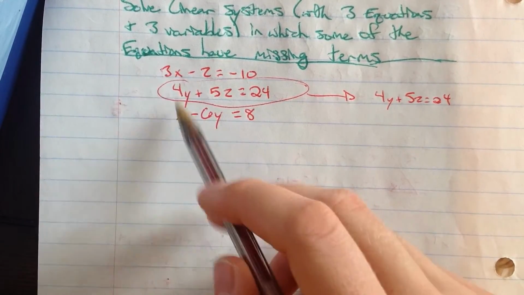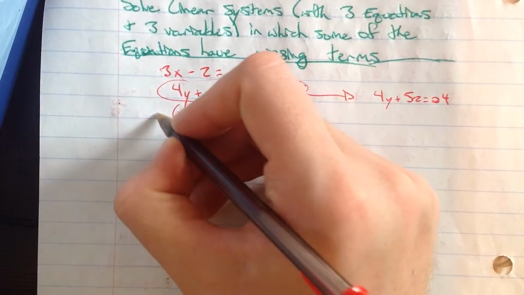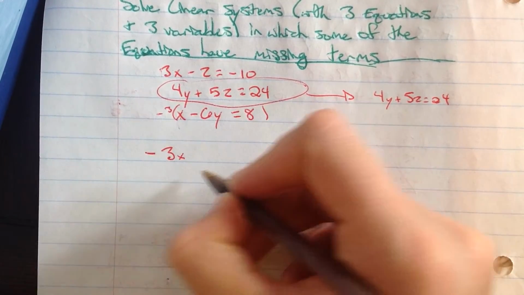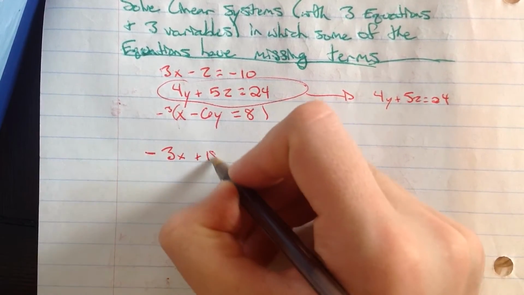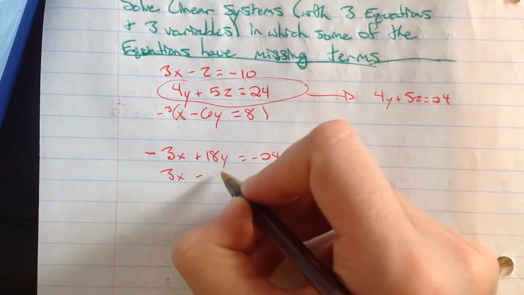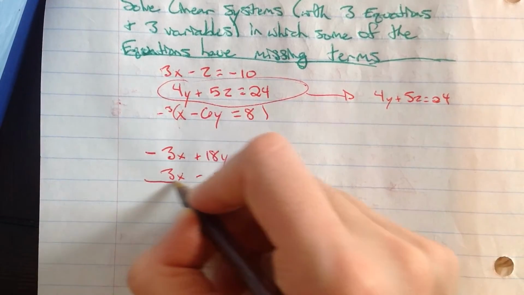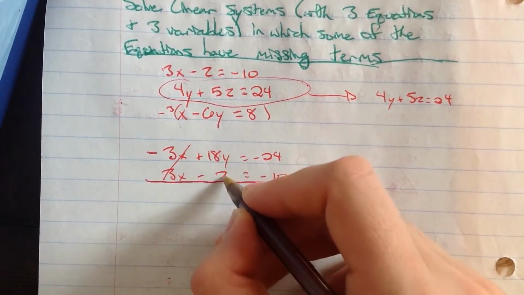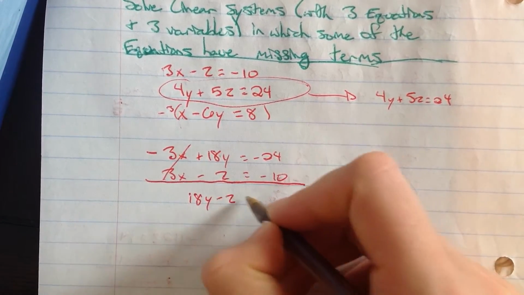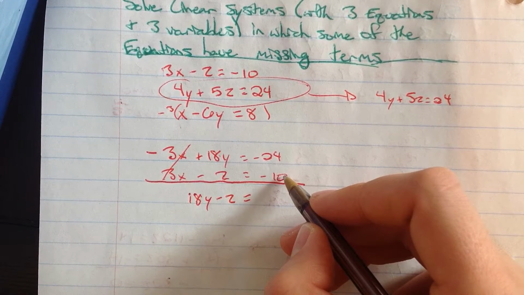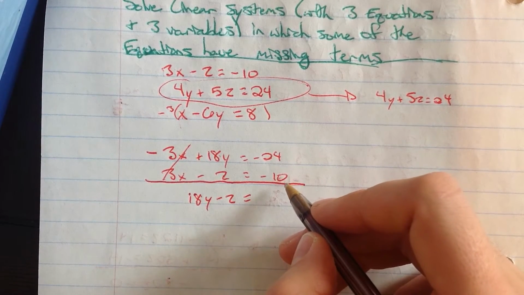And we want to make it so that the other equations have eliminated x. So to eliminate x out of the other two equations, I'm going to multiply the bottom equation by negative 3. So my bottom equation becomes negative 3x plus 18y equals negative 24, leaving the top equation the same. This is what I get. Adding the two together, the x terms cancel. 18y and negative z don't add together. Negative 24 and negative 10 make negative 34.